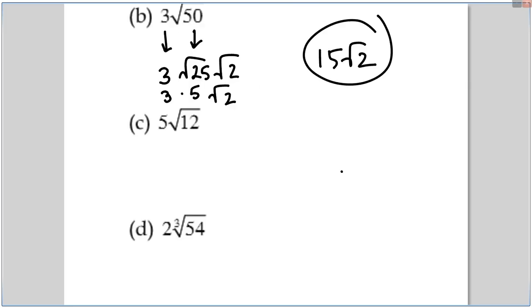Okay, next one. 5 is just 5. What about 12? 12 is an easy one. Good. 4 times 3. The 4 comes out as a 2. 5 times 2 is 10.